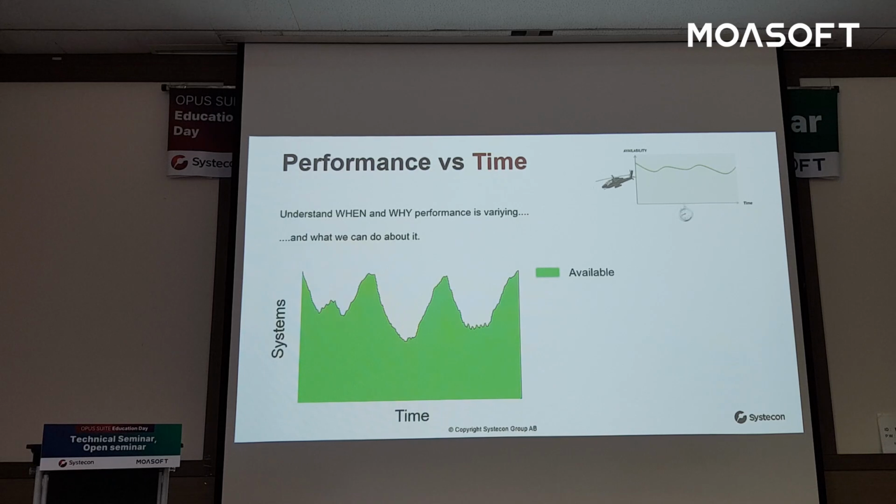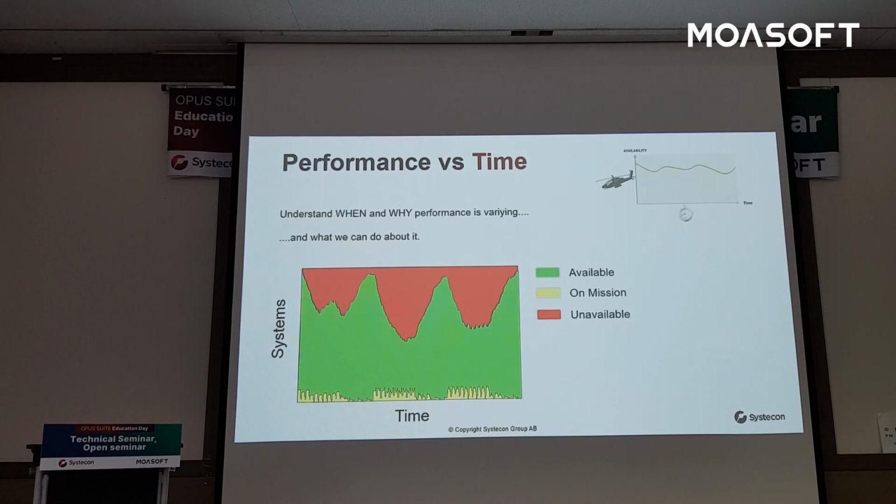So again, we're looking at availability here for a number of systems that are ready over time. If we had cost on the x-axis in the previous graph, we now have time on the x-axis. That means that we get a chance to understand both when, but also why the performance is varying. And then, of course, what can we do about it to improve it? So first of all, the green is the number of available systems. And then we can see the yellow part here that shows how many of those systems are on mission.